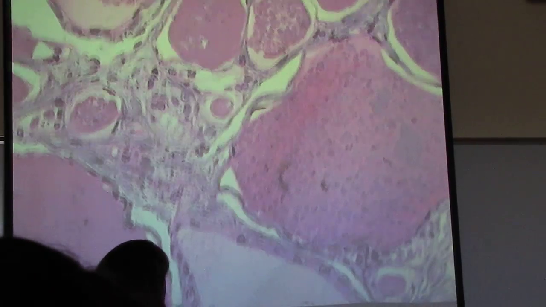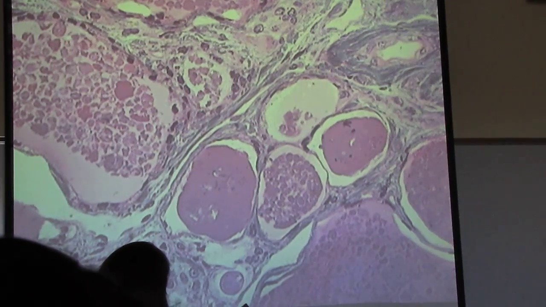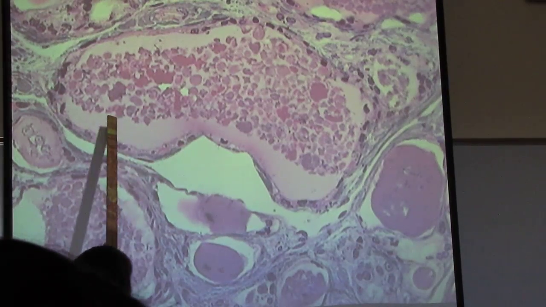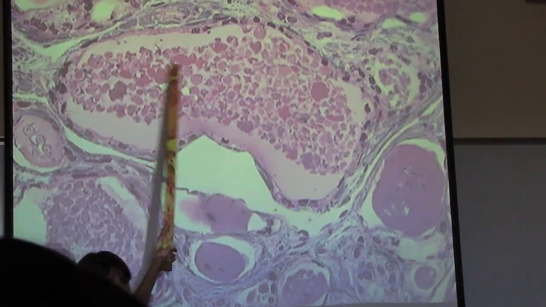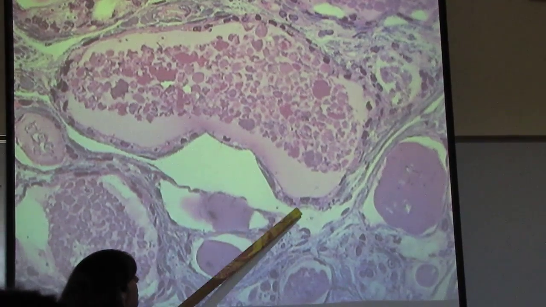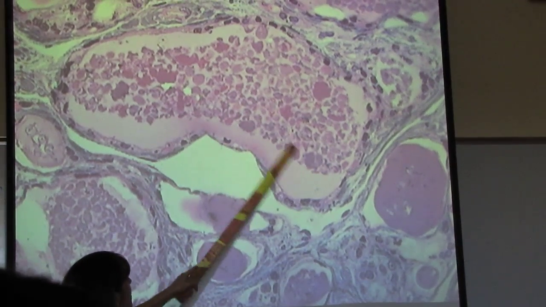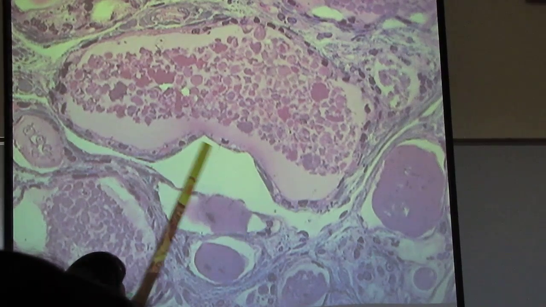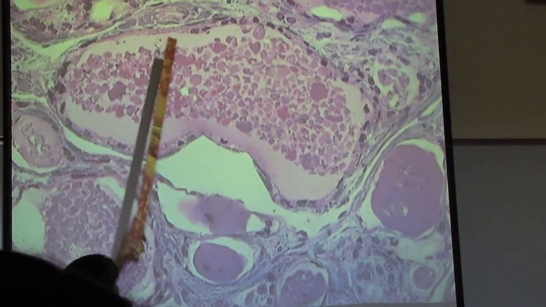So there's one example. All of these right here are thyroid. This is a pretty bad slide. Can you see how the colloid here has broken up in this slide? So yours may look like that. It may not be nice and smooth. It may be broken up. But you can clearly see right here the simple cuboidal cells.